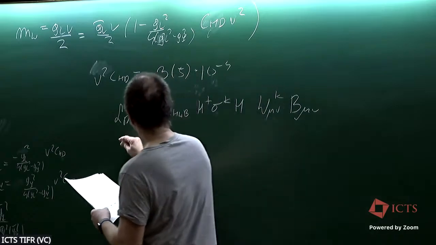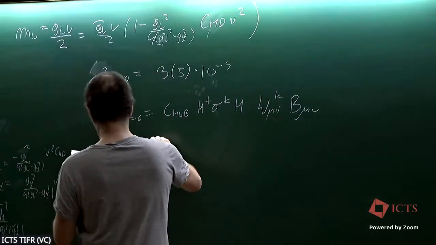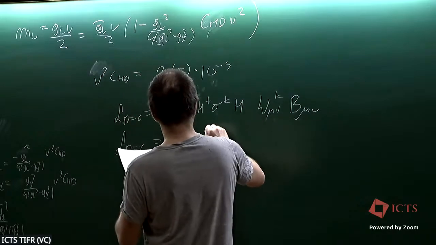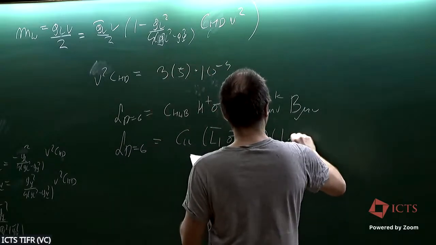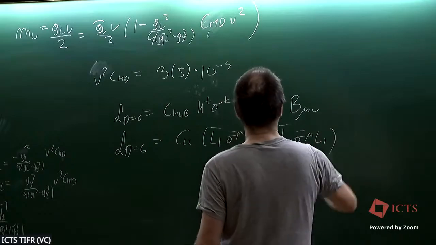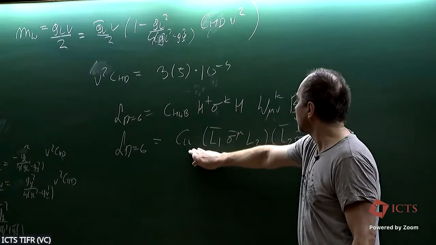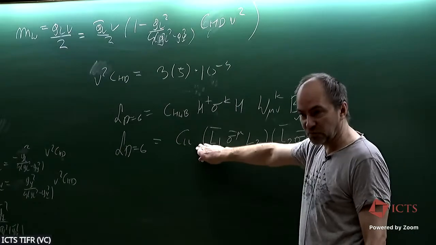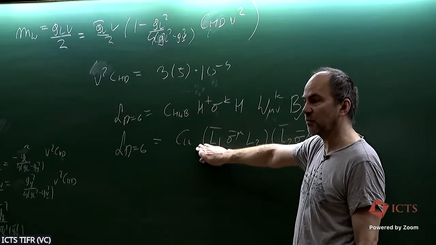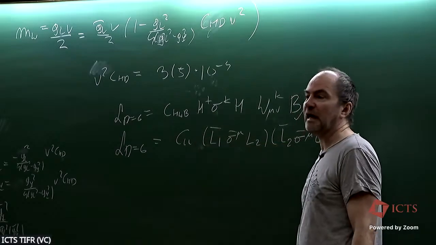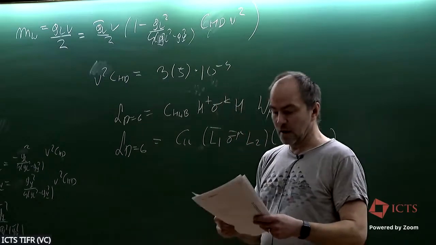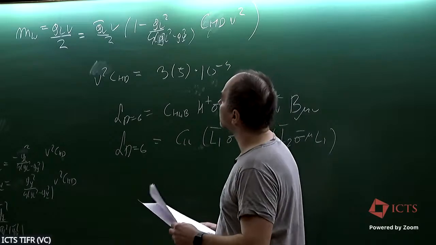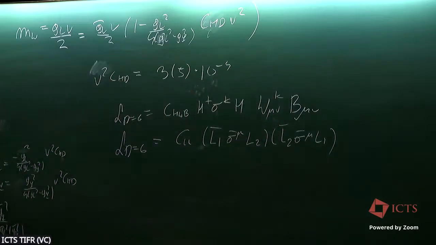Another operator is CLL, L1 sigma bar mu L2 sigma bar mu L1. This is an operator that contributes to the muon decay and will shift G Fermi. This one will shift G Fermi, and then you have to undo its effect by shifting V by something proportional to CLL.